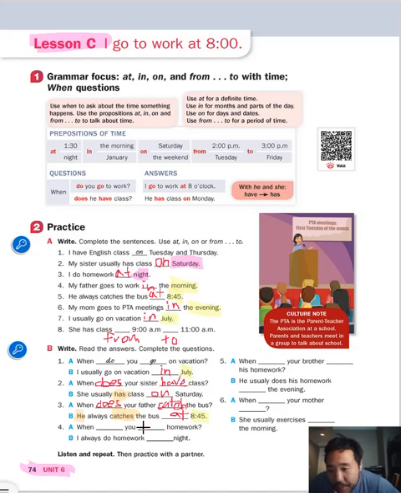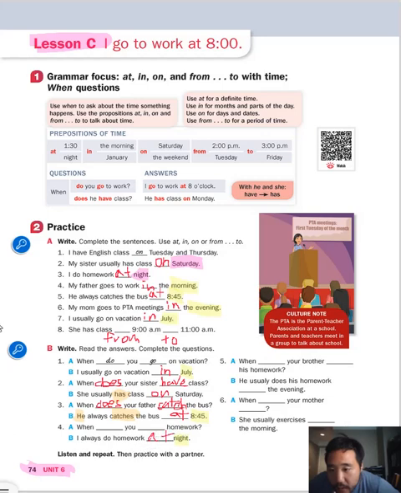So number 4, A, when blank you blank homework. B, I always do homework blank night. This is very easy. Night is not a specific day, but it's a part of the day, but is shorter than the specific day preposition of in. So this has to be at. At.